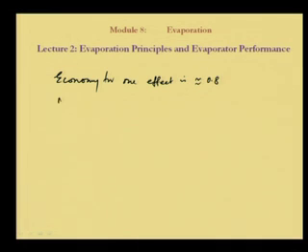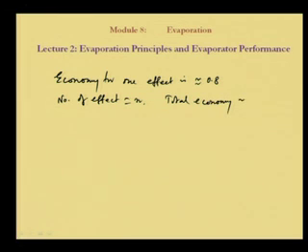If the number of effects is equal to n, then the total economy will be nearly equal to 0.8 n. This is a very gross estimation.